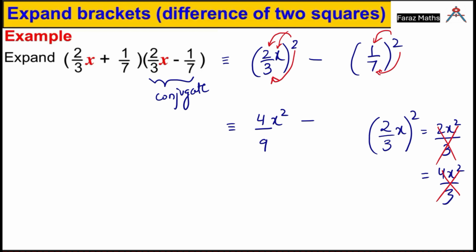1 square is 1, and 7 square is 49. So this is our answer: 4x square over 9 minus 1 over 49.